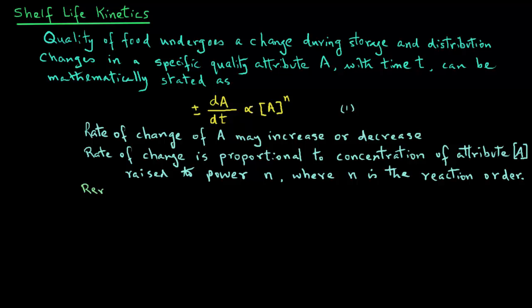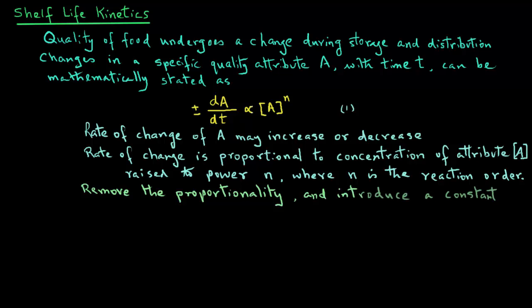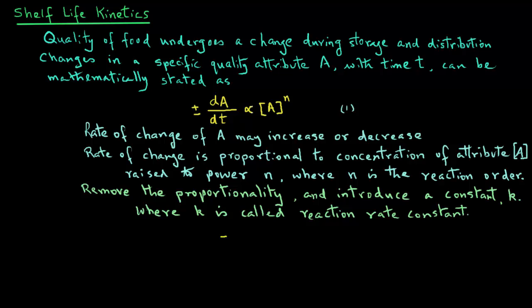In equation 1, we remove the proportionality and introduce a constant k, where k is the reaction rate constant, and that gives us the following equation: plus minus dA over dt equals k times the concentration of A raised to power n. So this is our equation 2.